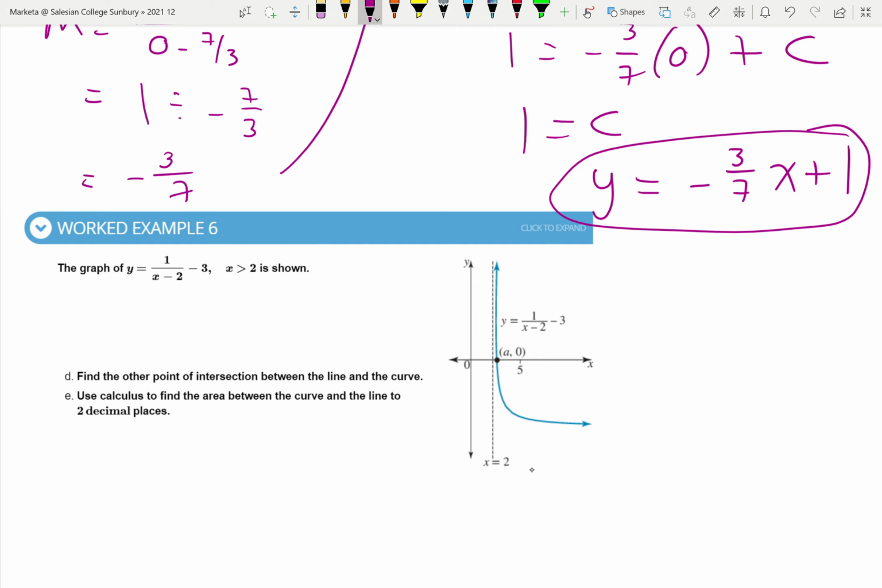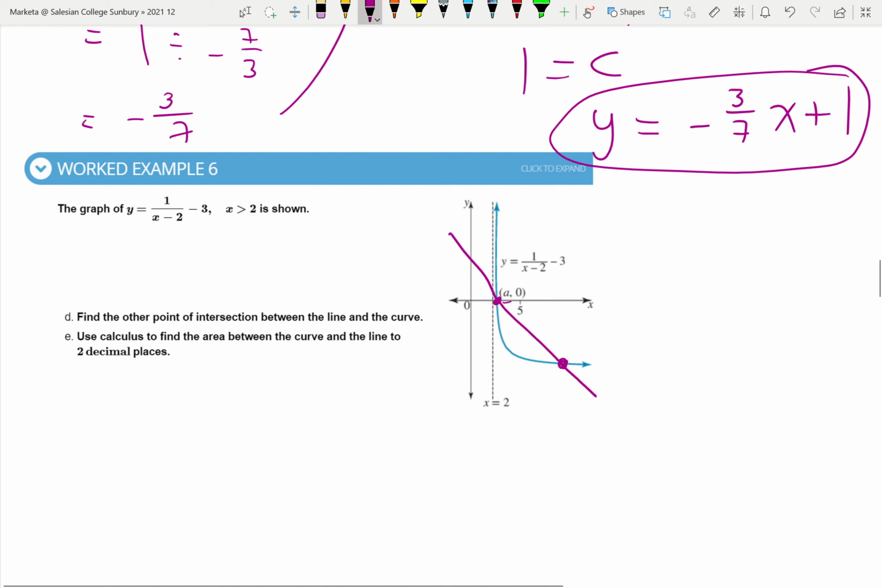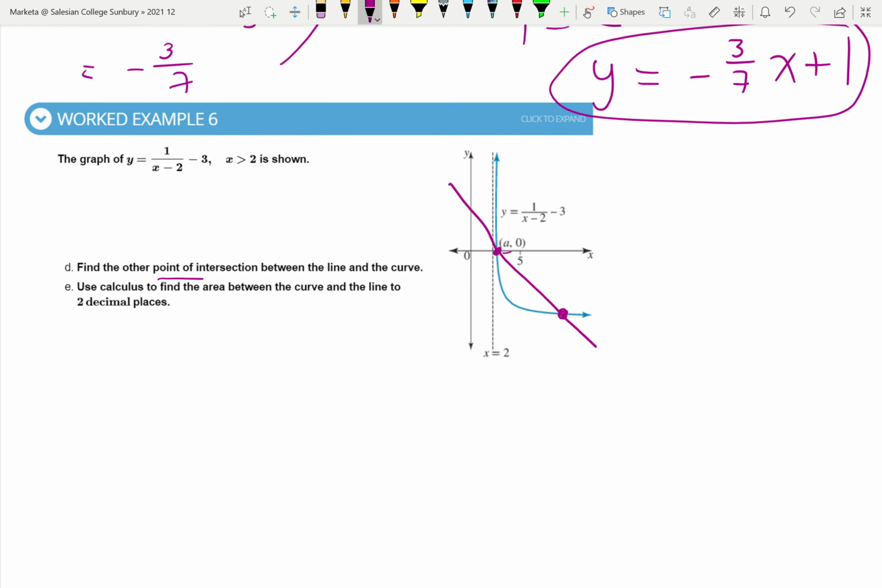So they want, find the other point of intersection between the line and the curve. All right, so there it is, and we're looking for this. So we've already got this one. So point of intersection, that is our light bulb thing where we think, that's where we equate, it's simultaneous. So what are we going to have? Our -3 on 7 x plus 1 equals 1 on x minus 2 minus 3.